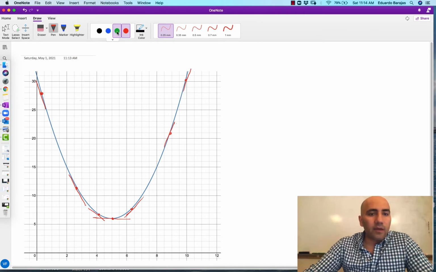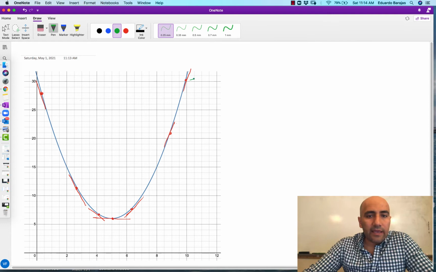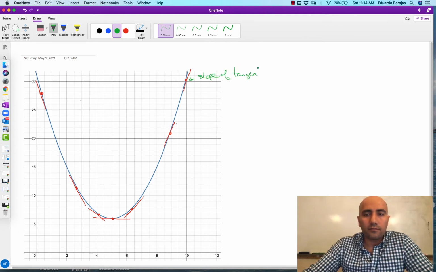Okay, so the pattern I want to highlight, what we're working toward, is that at this end, the slope is going to be a big positive slope. Slope of the tangent line, of tangent, is a big positive. Don't worry about the actual value.